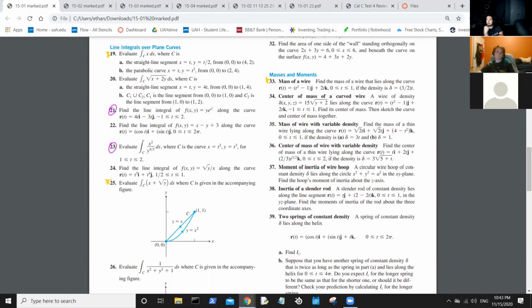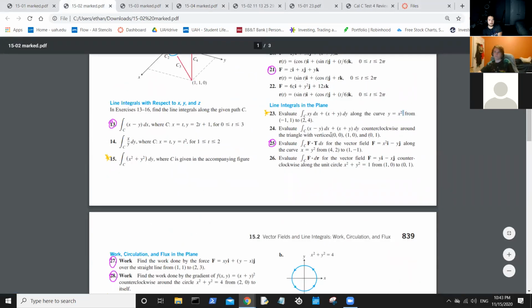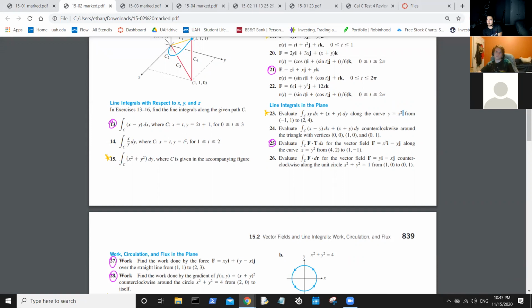Wait, this is the wrong question, right? No, it's the right question. Which one are we even doing? We're doing 25. No, I'm on the wrong thing again. We're doing 25. Because the book says integral of f dot T ds is the same thing as the flow integral or circulation.